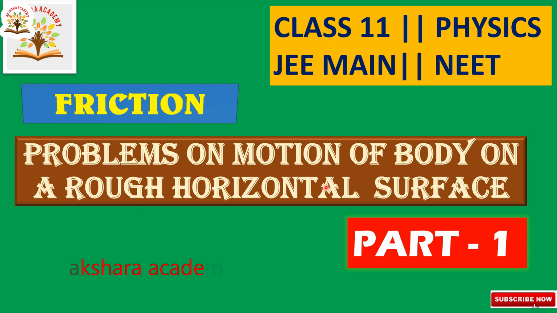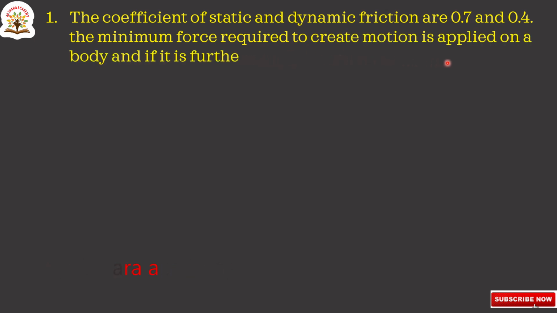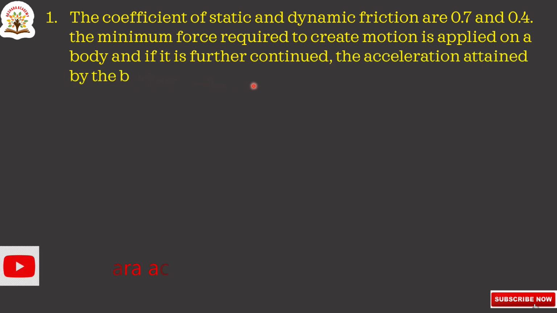Okay, let us go to the first question. The coefficients of static and dynamic friction are 0.7 and 0.4. The minimum force required to create motion is applied on a body, and if it is further continued, the acceleration attained by the body is. In this question, the given acceleration due to gravity g is 10 meters per second square.